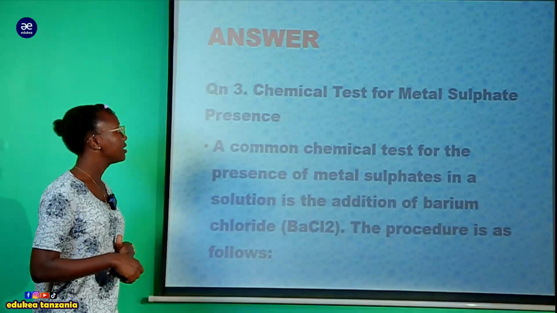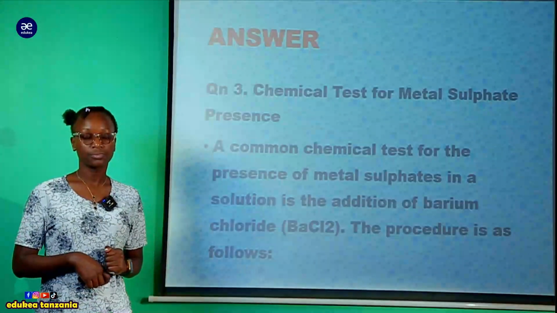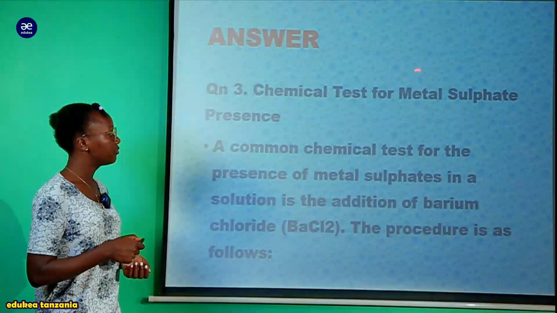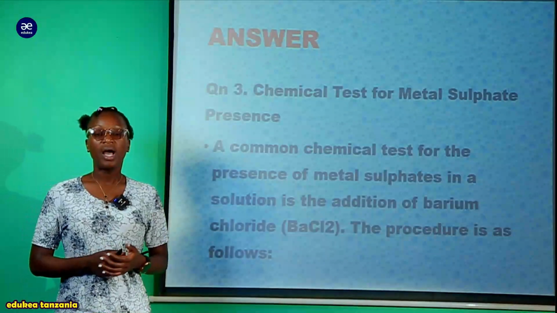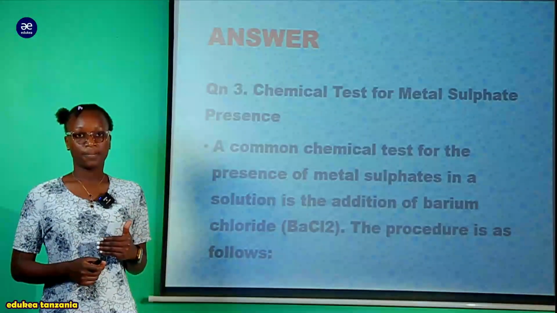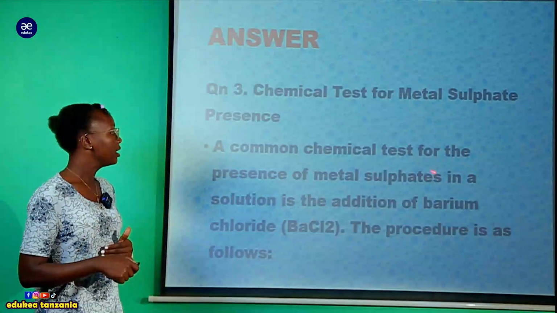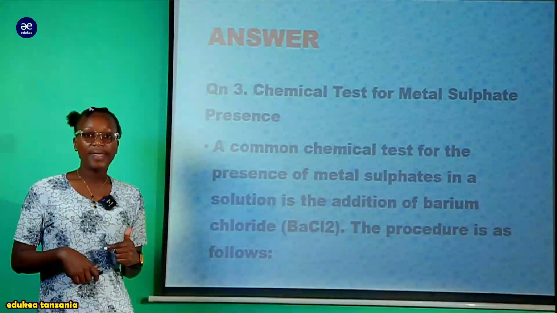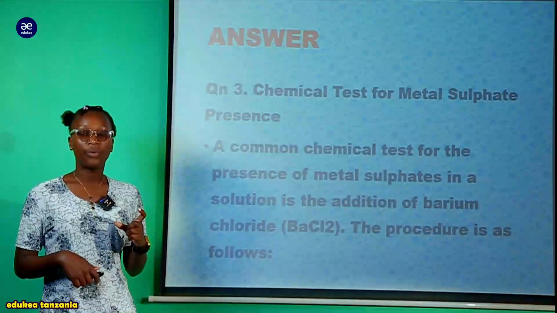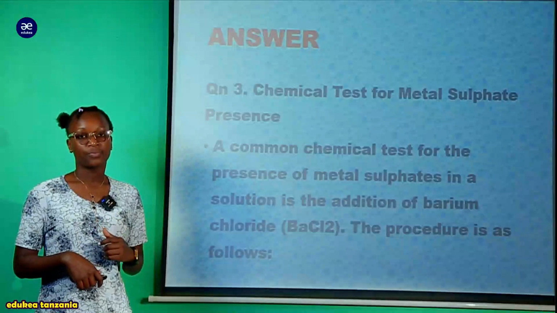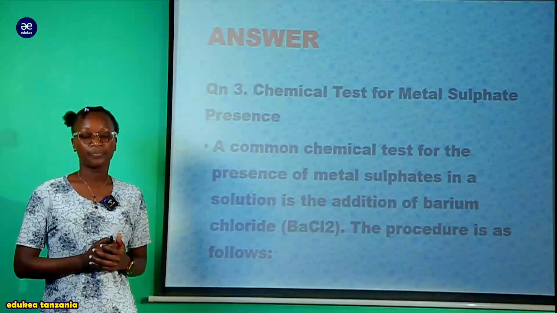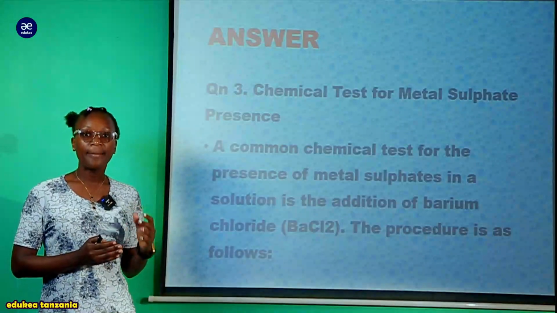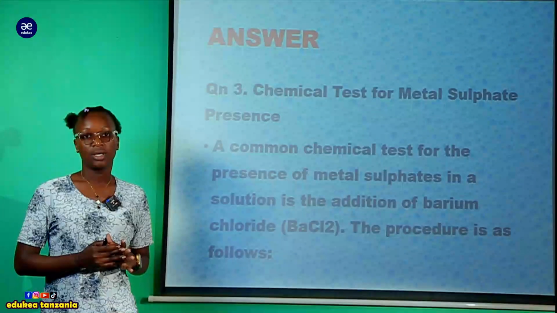Now let us discuss the question number 3. The question number 3 here is all about the chemical test for the metal sulfate presence. Kwamba tunavyosema chemical test for the metal sulfate presence mean that tunataka kujua, je, tutajuaje kwamba hapa kuna uwepo wa metal sulfate au the compound of sulfate? Kwa hiyo tutajua uwepo wa hiyo sulfate compound kama tutafanya test fulani.